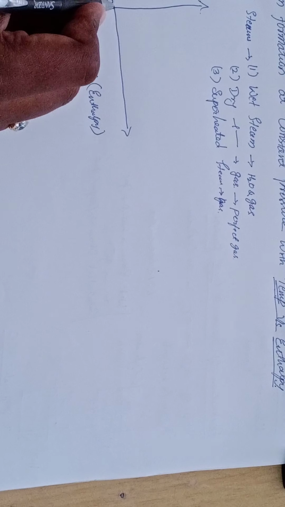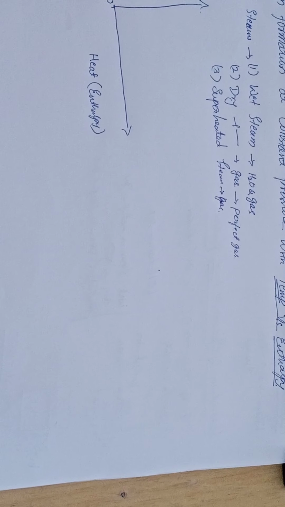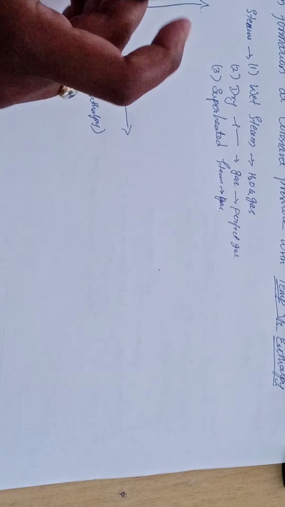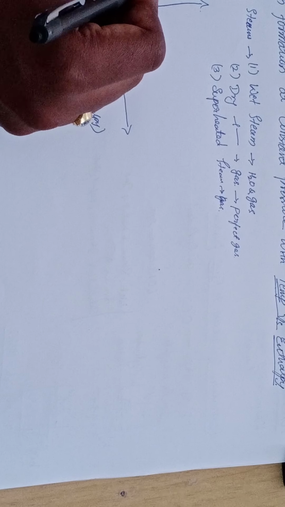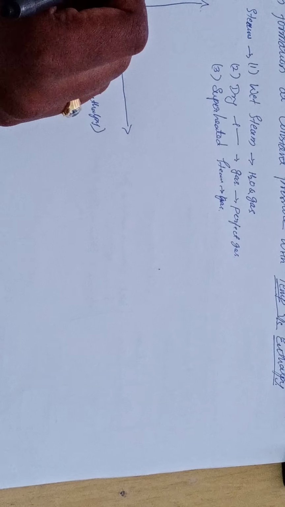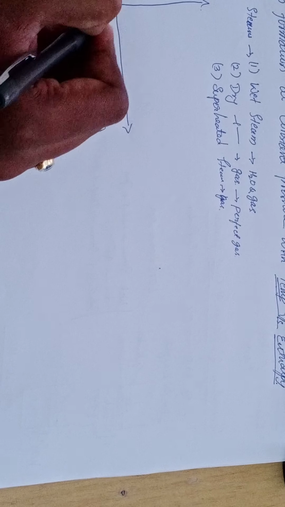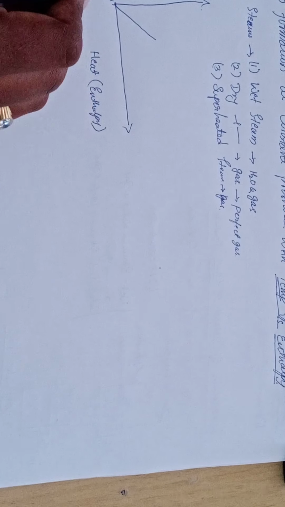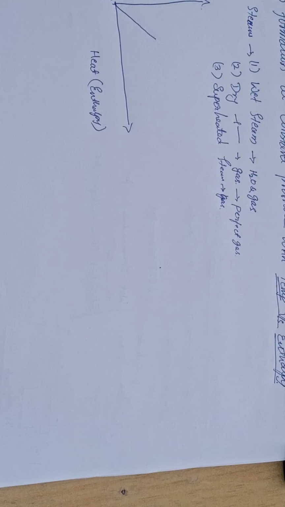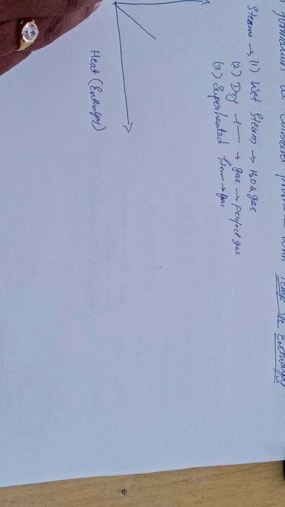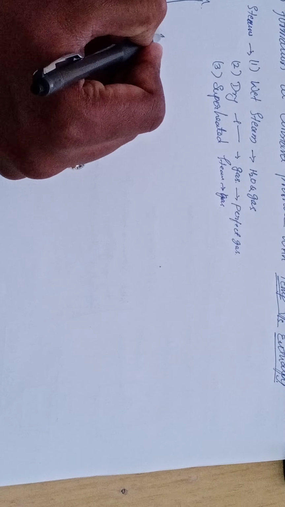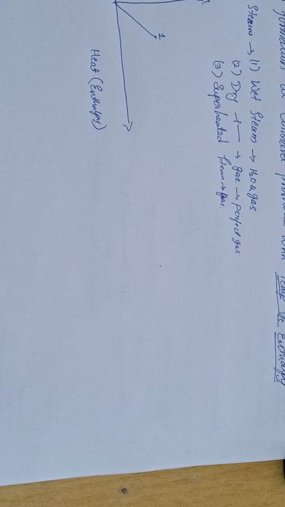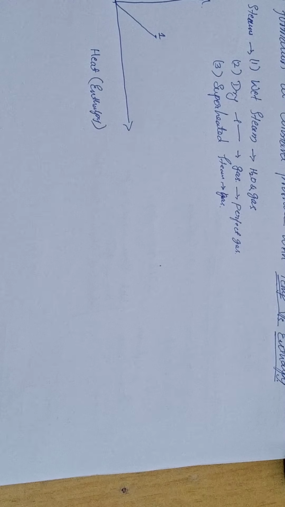Let us consider this as 0 degree Celsius. When we are supplying heat, the temperature of the water goes on increasing. That means the temperature is directly proportional to the amount of heat supplied. This is considered from point 0 to point 1. Point 1 is called the boiling point, or saturation temperature.